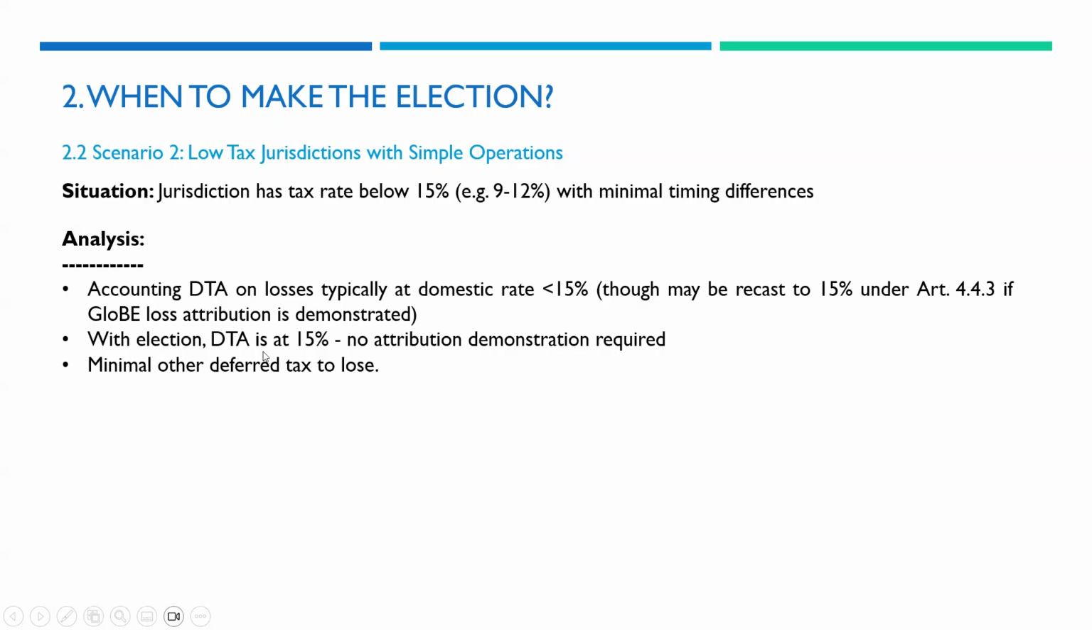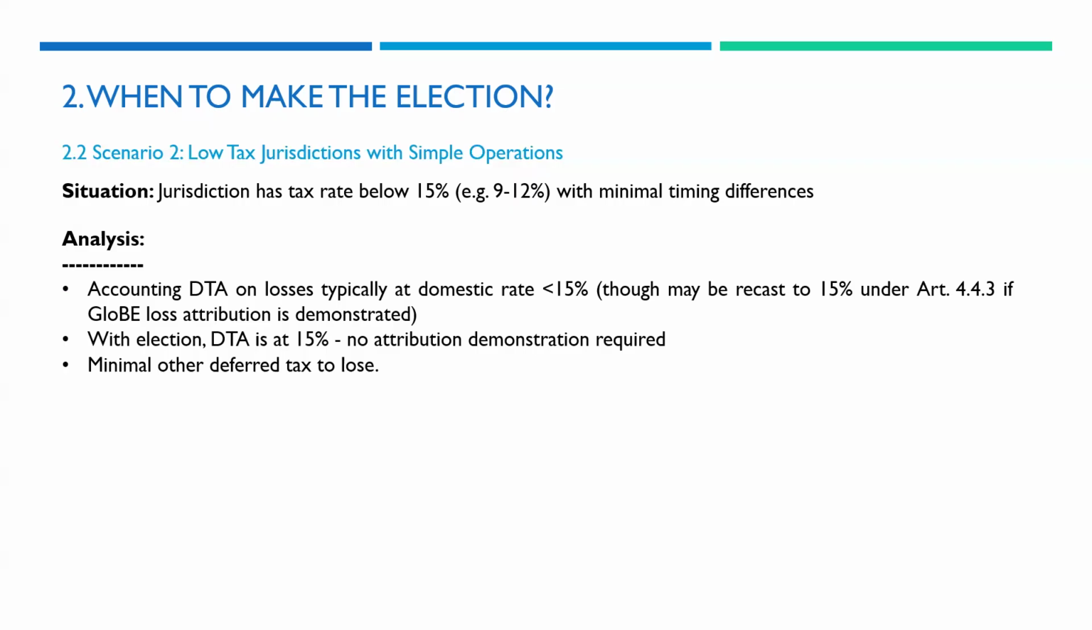With election, the DTA is at 15%. No attribution demonstration required. Minimal other deferred tax use. So basically, what they are saying is, if you don't have many DTLs, and your deferred taxes are made up predominantly of losses, then you take it. 9% will become 15%. Let all these DTLs go. In UAE, definitely there won't be much chance of DTLs, right? Unless you take a realization option, or there is accelerated depreciation, there are no DTLs which could come anywhere.